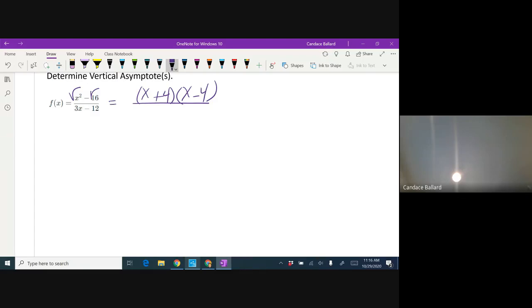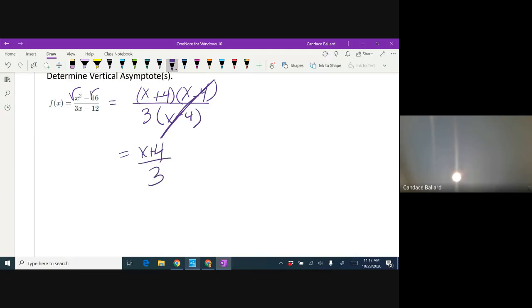All right. What do I have to do to factor the denominator? Tell me in the chat, quick. We're going to take out a 3, greatest common factor. Awesome. When I take out a 3, I get x minus 4. All right. So I look like I am canceling this. So we get x plus 4 over 3.